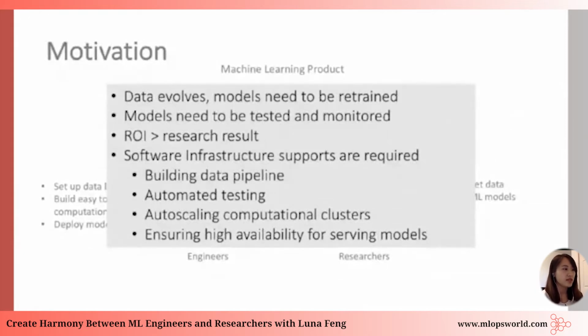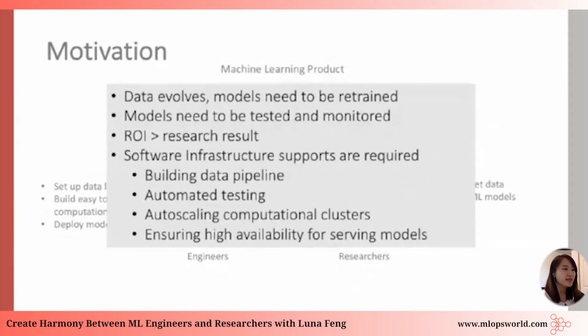And also, we need to understand the main driver for the product is the long-term ROI instead of just getting the research result. So software infrastructure support is required, such as building the data pipelines, automated testing, auto-scaling the computational clusters, and ensuring high availability for serving the models. And this is all something most researchers have never done before. That's why we need machine learning engineers to support researchers and help them bring the models into production. And machine learning production is very complicated. In many ways, it's even more complicated than normal web scale systems.